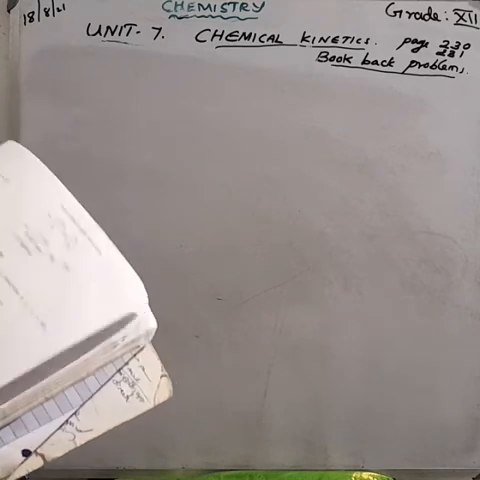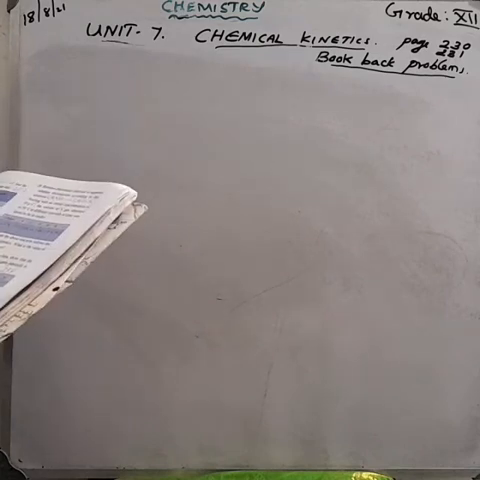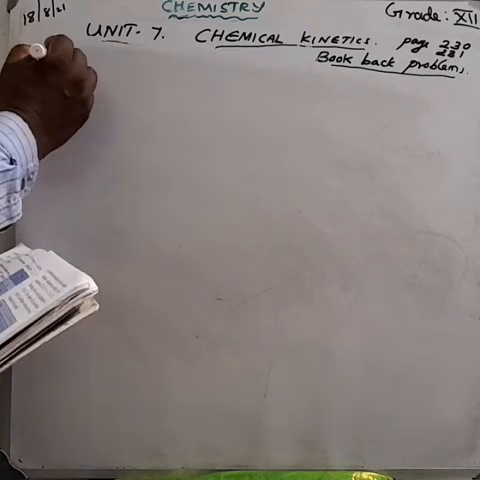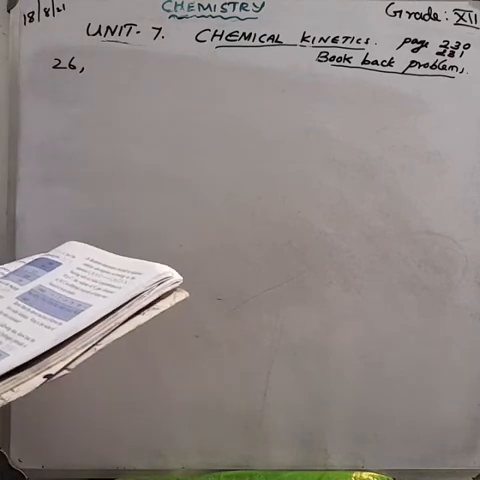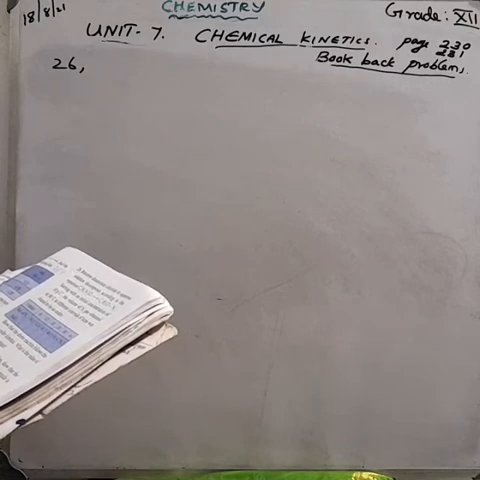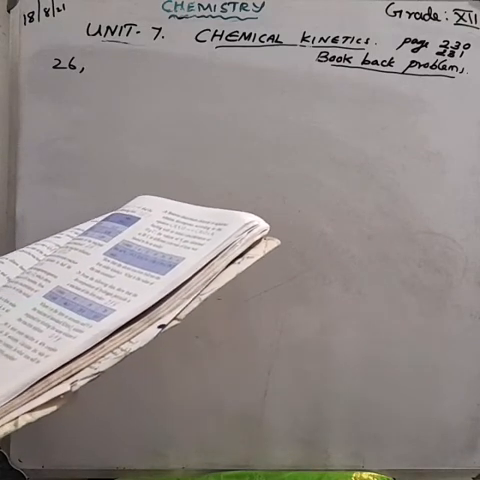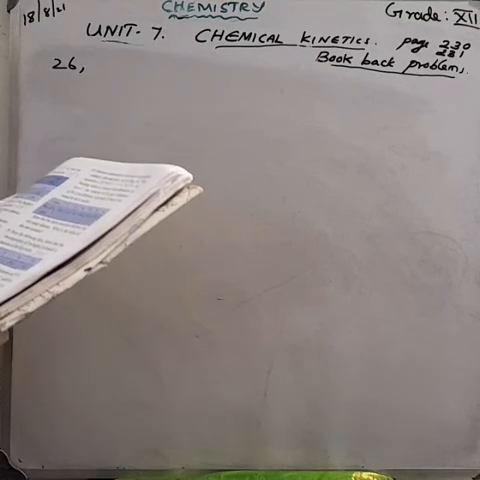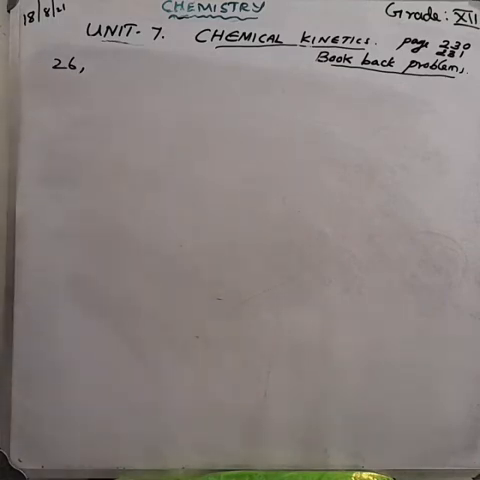Next question, question number 26. What is the question? A zero order reaction is 20% complete in 20 minutes. Calculate the value of the rate constant. In what time will the reaction be 80% complete? That's the question.